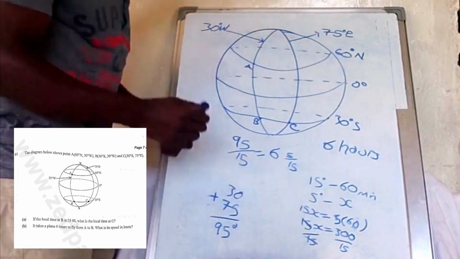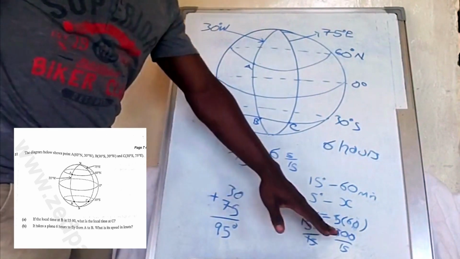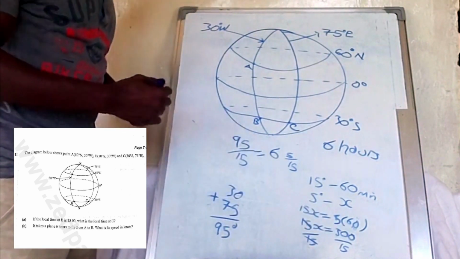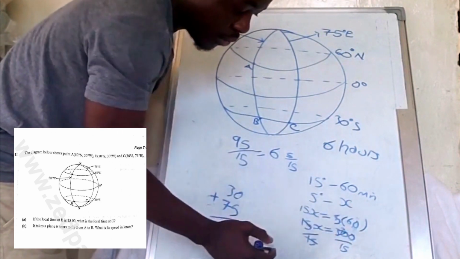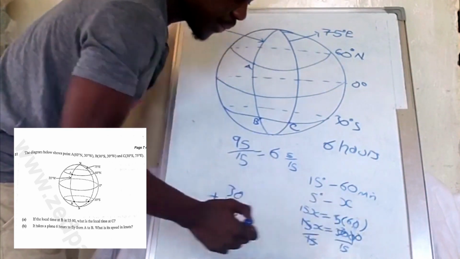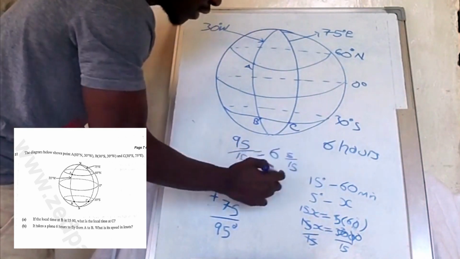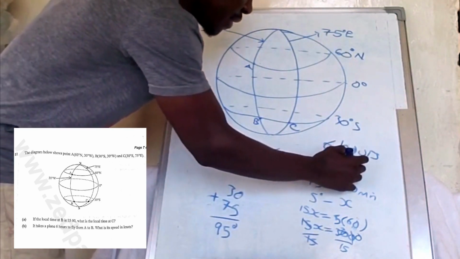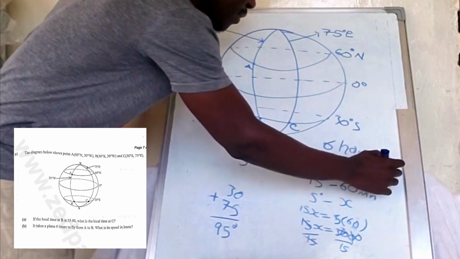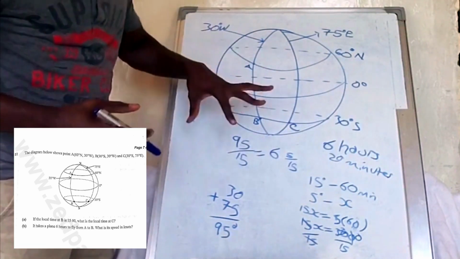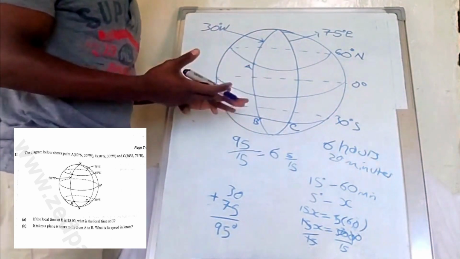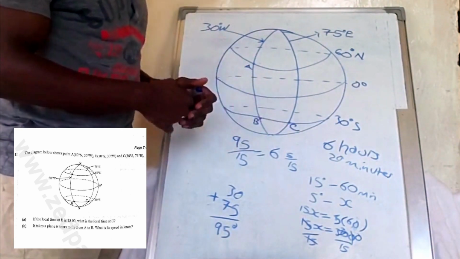This 15 and that 15 cancel. And 15 into 30 is simply 2. 15 into 0 will give us 0. So we've got 20, so we've got 6 hours and 20 minutes. That is the time difference between the 2 points. But we're not asked to find the time difference. We are asked in the question to find the actual time that is at C.